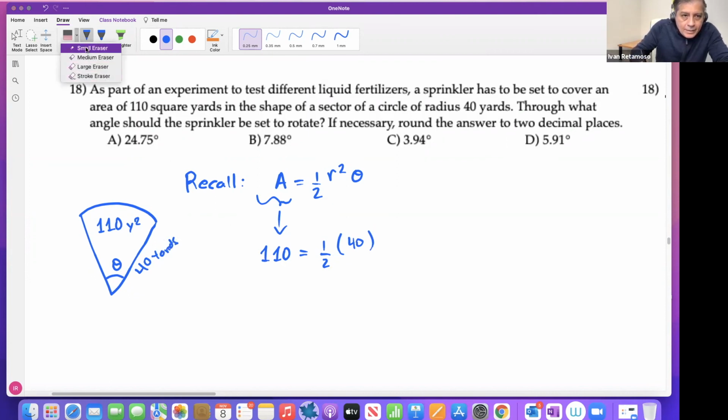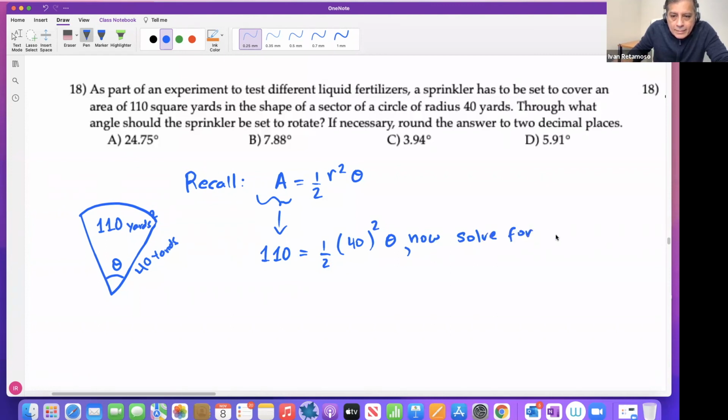It's right here, yards also, so nobody gets confused. Yards square, right? All right, so 40 yards is square times theta. Theta I don't have, but I can find it, right? So now solve for theta, right?